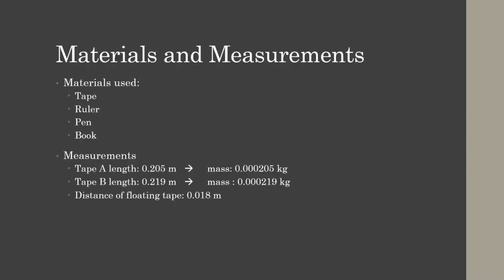So what were the materials that we used? We used tape, a ruler, a pen, and a book. And I took some initial measurements. For example, one of my tape lengths was 20.5 centimeters, and the other one was 21.9 centimeters. And we calculated the mass by assuming that a meter would be about a gram. We also measured the distance at which the tapes started repelling each other, which was about 1.8 centimeters.